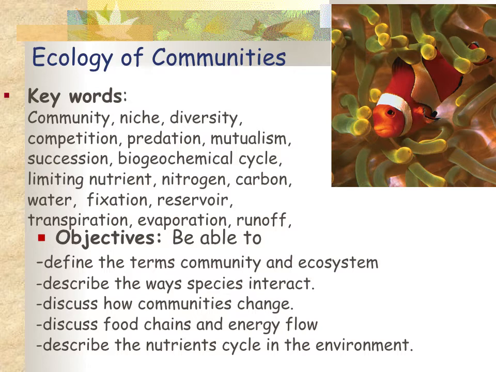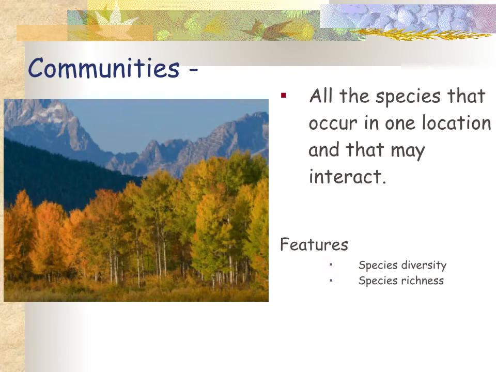And so we're going to talk about some interactions and how communities change and how energy and nutrients move in the environment. Okay, and so there's a clownfish with its partner, which is another species, and that's a sea anemone. And so there's lots of interactions organisms have. In a community, we study those interactions, all the species that occur in one location, and then they interact.